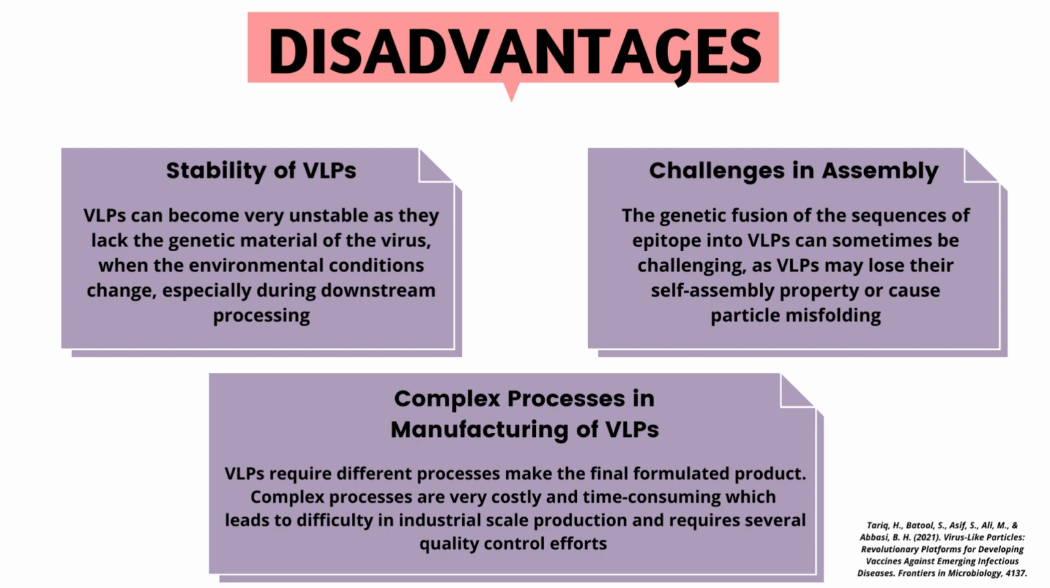Next is challenges in assembly. The genetic fusion of the sequences of epitope into VLPs can sometimes be challenging as they may lose their self-assembly property or cause particle misfolding. Lastly, the complex processes are very costly and time-consuming, which leads to difficulty in industrial-scale production and requires several quality control efforts as various downstream processing steps may worsen the VLP's quality.